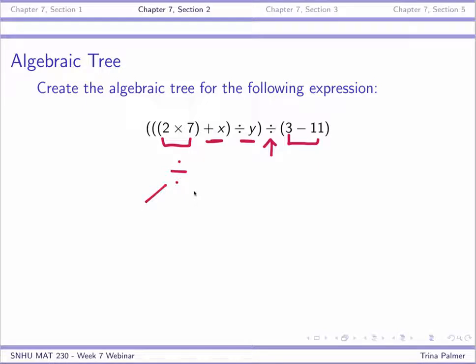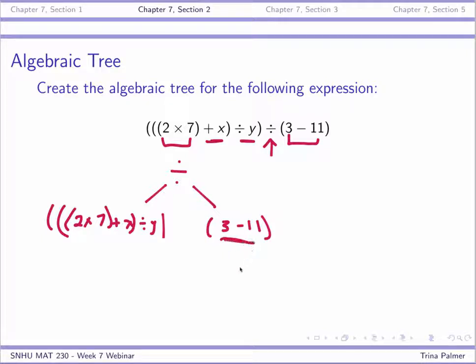So the two things that you are dividing are this one huge expression, the 2 times 7 plus x divided by y, and then you also have 3 minus 11. So then you think about within each of these, what is the last operation you would do? So I'm going to do the right side first because it's easier. In the 3 minus 11, there's only one operation. So let me erase the 3 minus 11 and put the tree there.